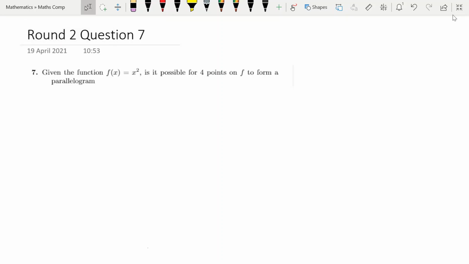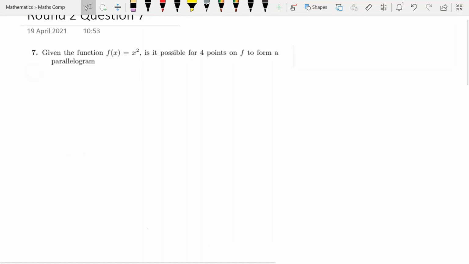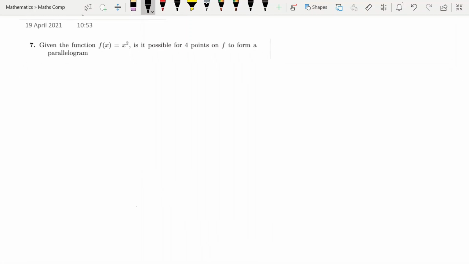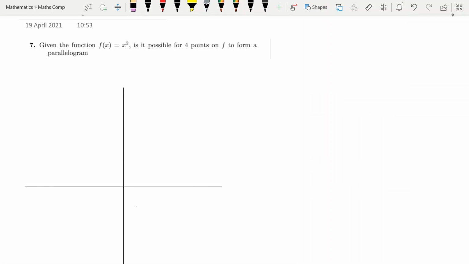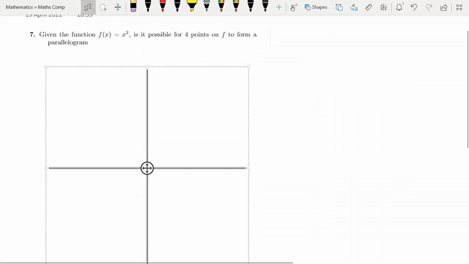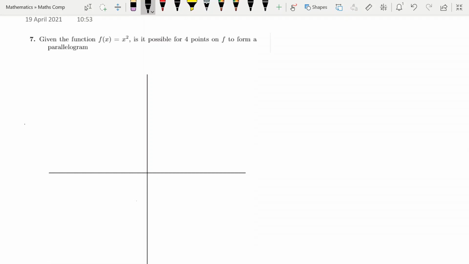Hi, I'm going to be going through question 7 of round 2 of the Maths Teams Olympiad. This question was quite nice. It was sort of algebra-y, and it was fairly straightforward, I think. I'm going to be going over the solution now, and yeah, let's get into it.